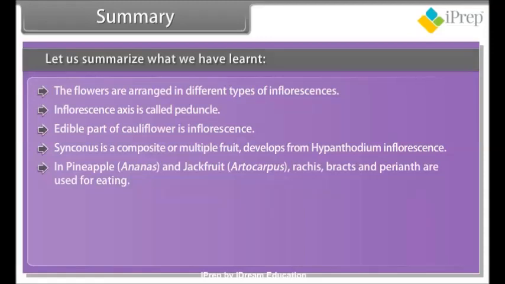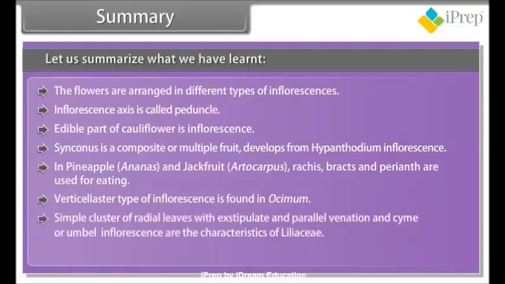In pineapple, ananas, and jackfruit, autocarpus, rachis, bracts, and perianth are used for eating. Verticillaster type of inflorescence is found in ocimum. Simple cluster of radial leaves with exstipulate and parallel venation and cyme or umbel inflorescence are the characteristics of Liliaceae. In family Gramineae, inflorescence is spikelet.